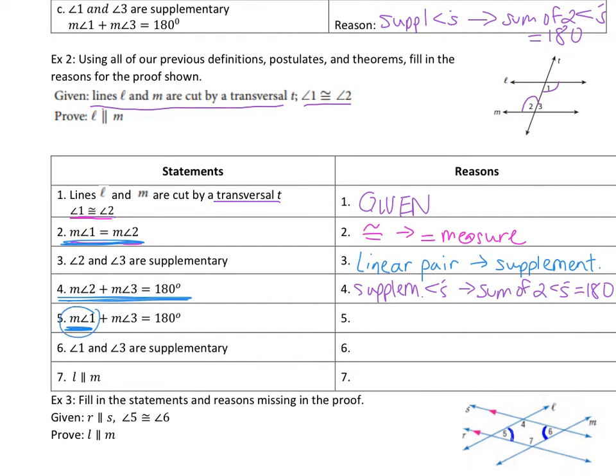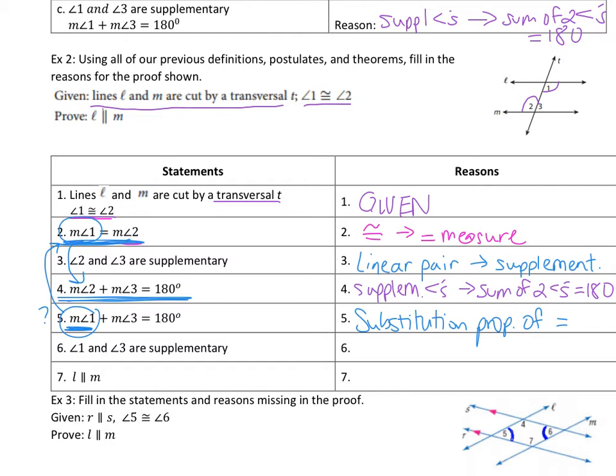So where did this angle 1 come from? It came from way up here, because they said that angle 1 was equal to angle 2. So they took this and replaced it in place of that, and that's called our substitution property. Make sure you're writing out the whole reason, so it's the substitution property of equality.